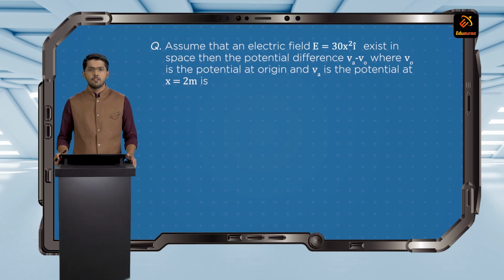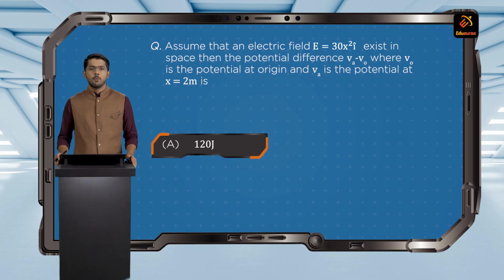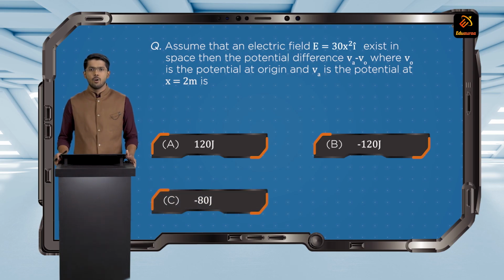Assume that an electric field E equals 30x square i cap exists in space. Then the potential difference VA minus V0, where V0 is the potential at the origin and VA is the potential at x equals 2 meter, is: option A, 120 joules; option B, minus 120 joules; option C, minus 80 joules; or option D, 80 joules. This question was asked in JEE Main 2014. Let's have a look at the solution to this.